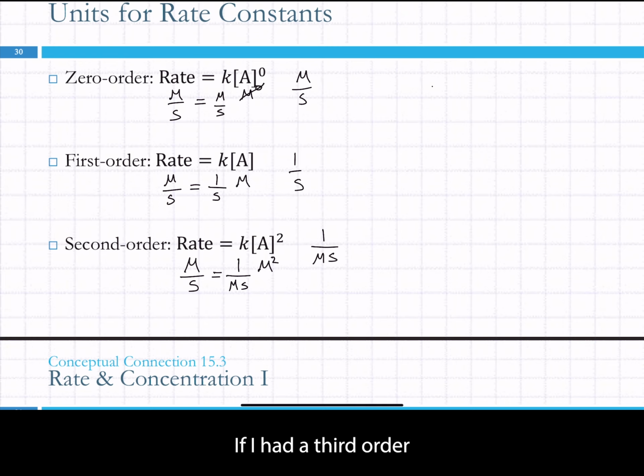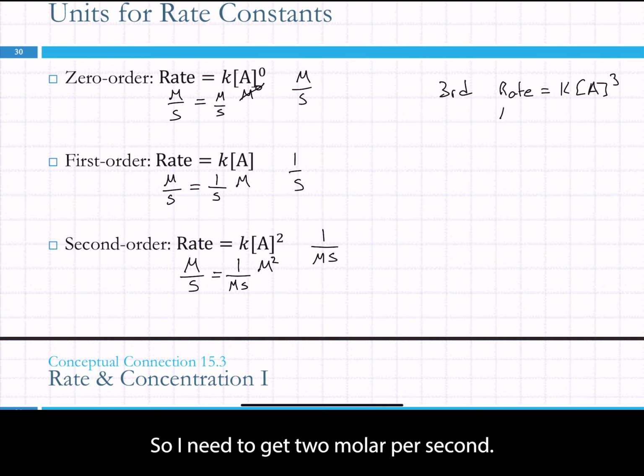If I had a third order, then it'd be rate equals k times A to the third. I still need to get to molar per second. So what would my units be for k?